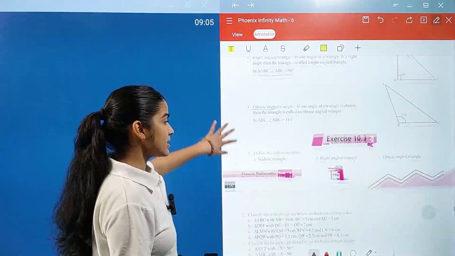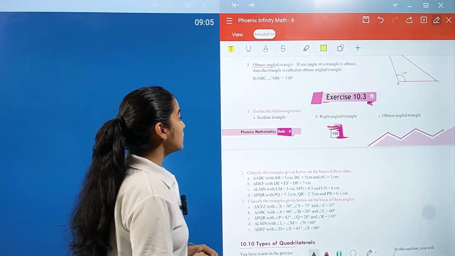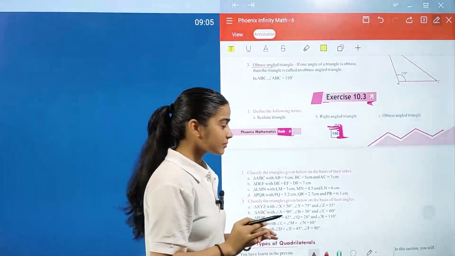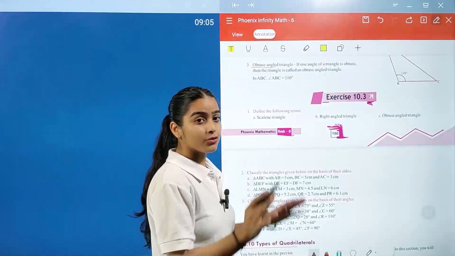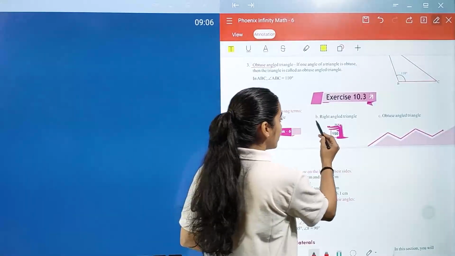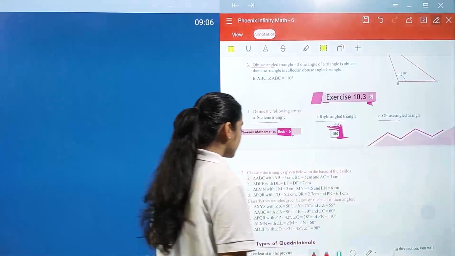Now we have our exercise 10.3. Define the following terms. We already did these terms in the section above, so I can't help you. You have to go there, read the concept and write the answer. What is a scalene triangle, right angle triangle and obtuse angle triangle.